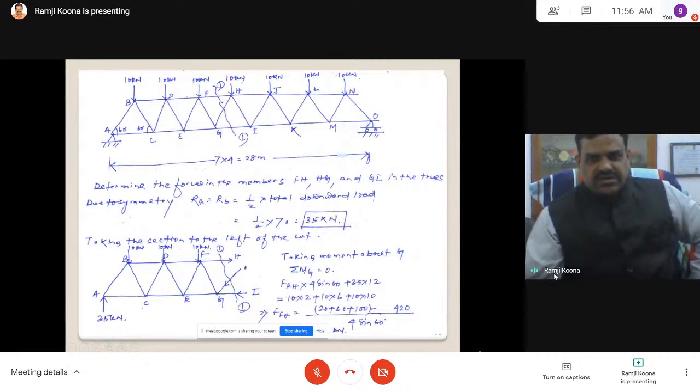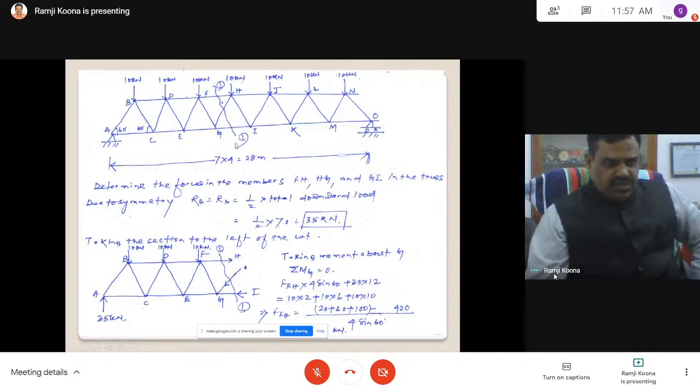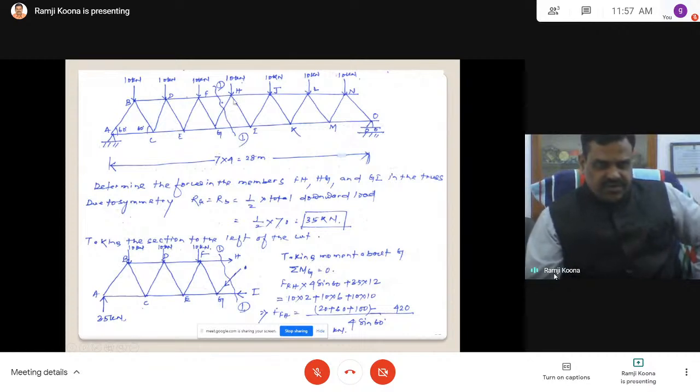What we are considering: determine the forces in the members only FH, HG, GA. I need only three forces. In that case, I need only one section here, because with three unknowns I can easily determine the three magnitudes of the members. Directions are known to you.